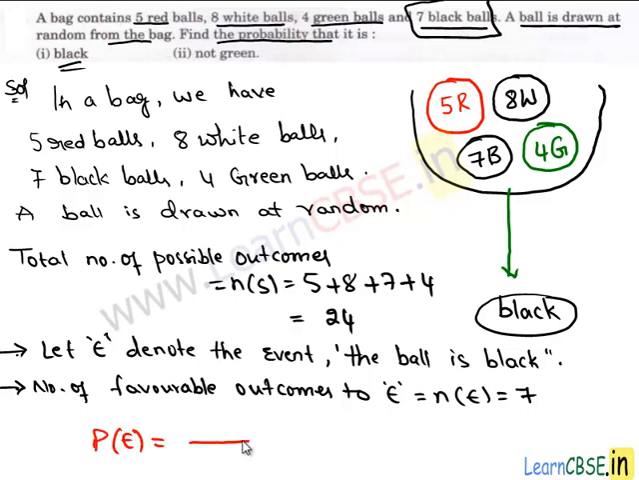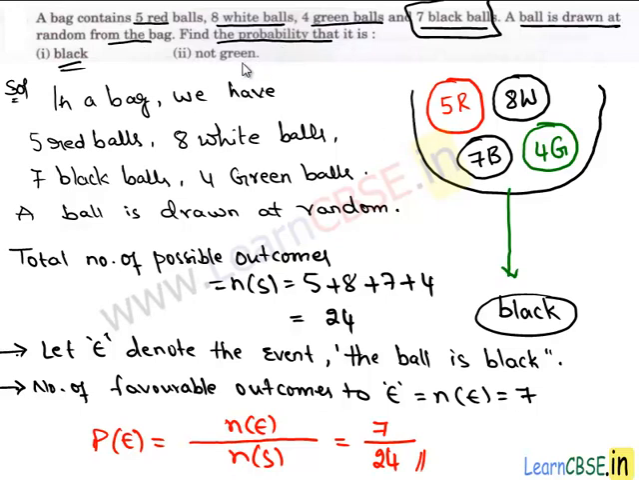Now we can find the probability of event E, that is, the probability that the drawn ball is black color is equal to the ratio of the number of favorable outcomes to E to the total number of outcomes, which is n of E upon n of S. And here we have favorable cases 7 and total outcomes are 24. So the probability that the drawn ball is black color is 7 upon 24. Let's move to the next question.